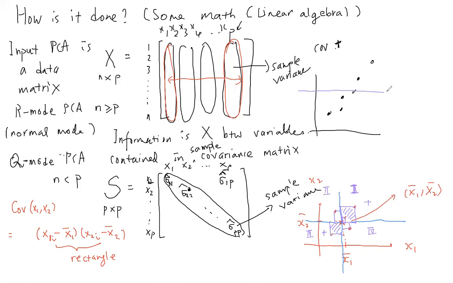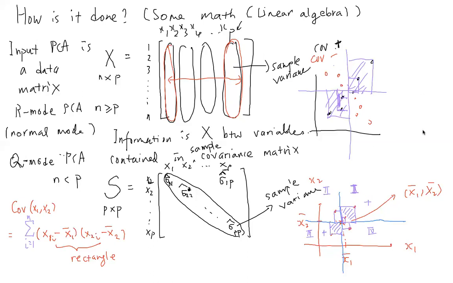So the centroid is somewhere around here, and you see that the rectangles are mostly on these two quadrants. They're all positive. So your covariance is basically you're summing them up. If your data points are on the other side, going down like this, we know that there's a negative correlation, and the covariance will be negative.